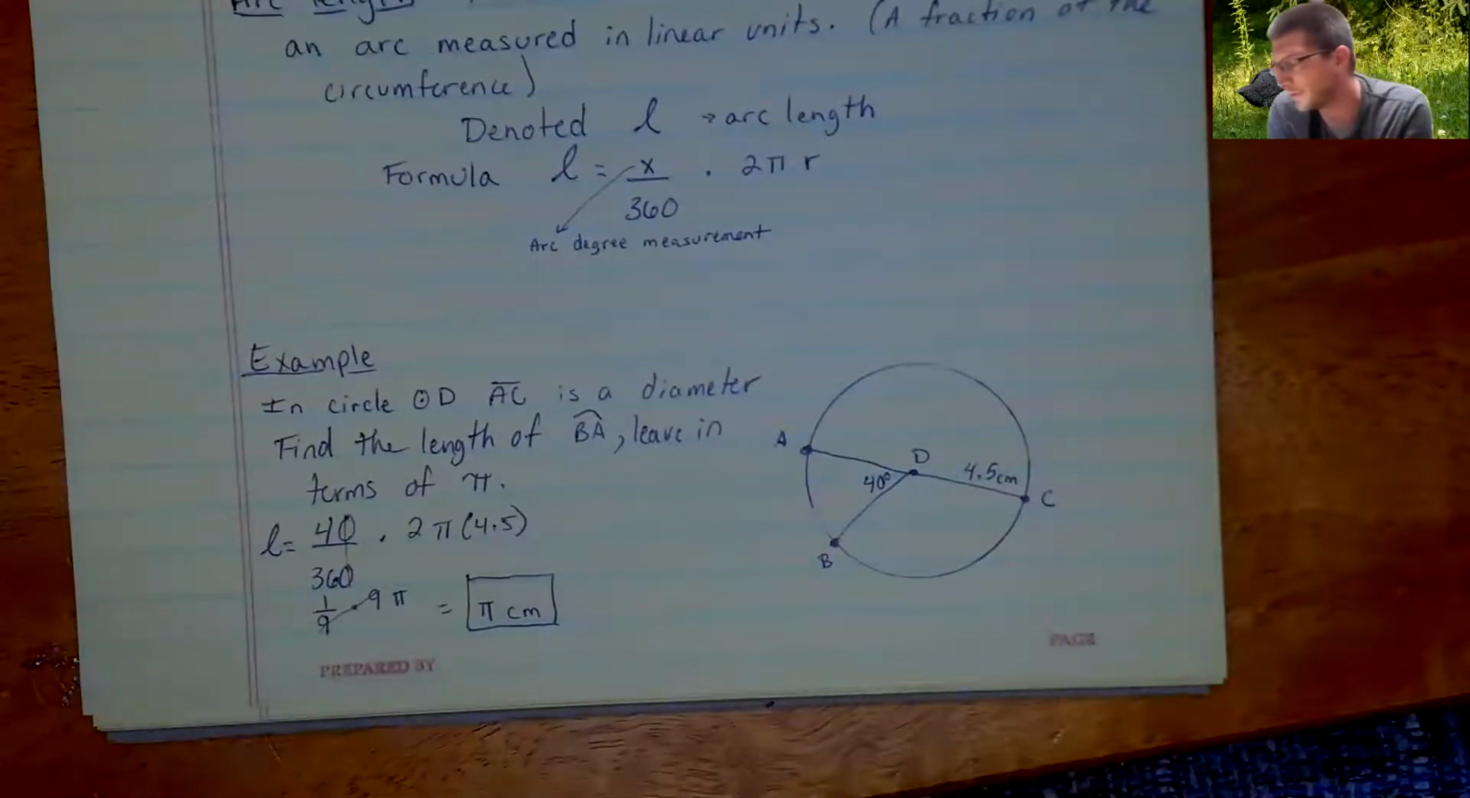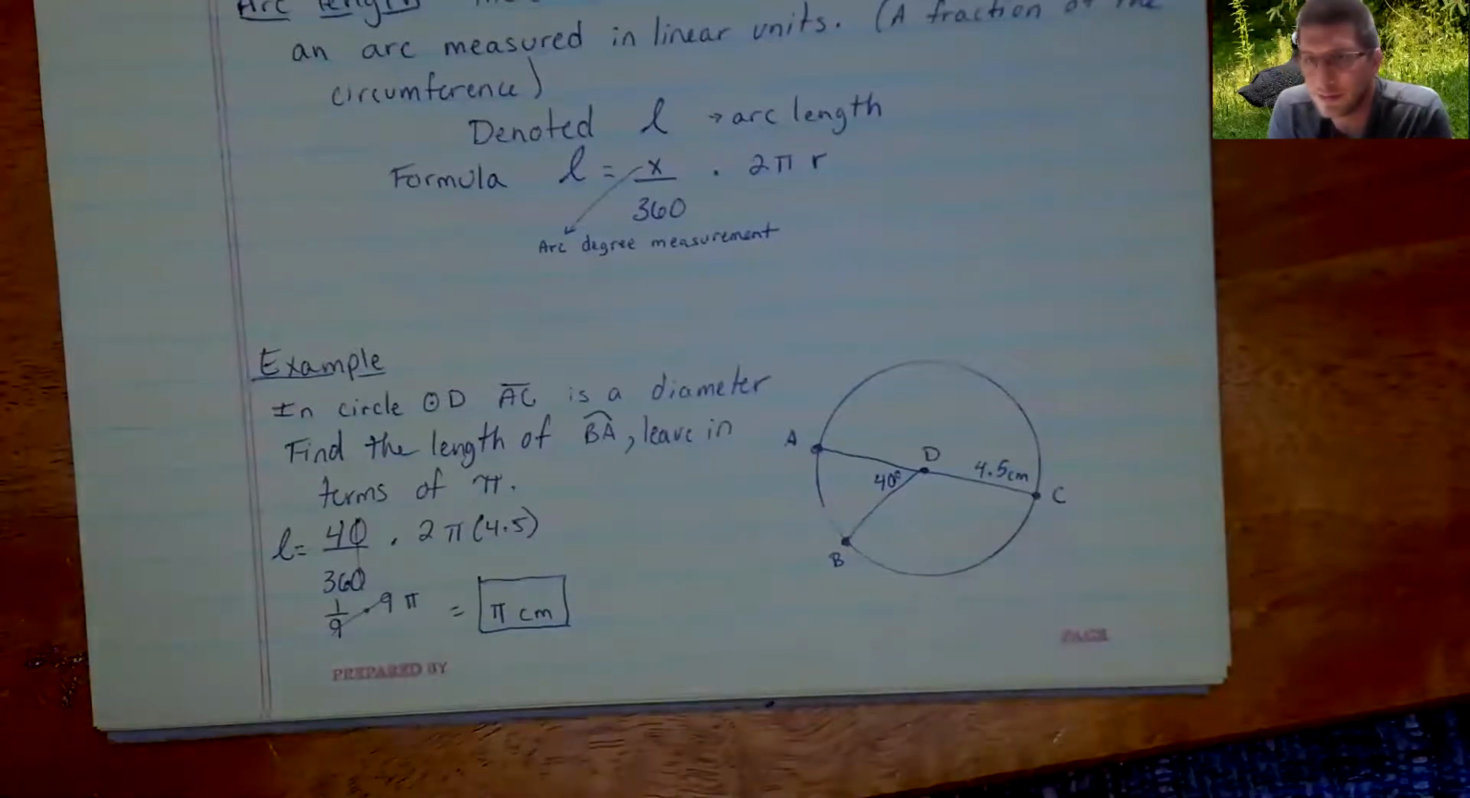pi. Now the radius was measured in centimeters. Therefore, my arc length is also measured in centimeters. So that's the arc length formula. I do have a few more examples if you would like to go through a few more.